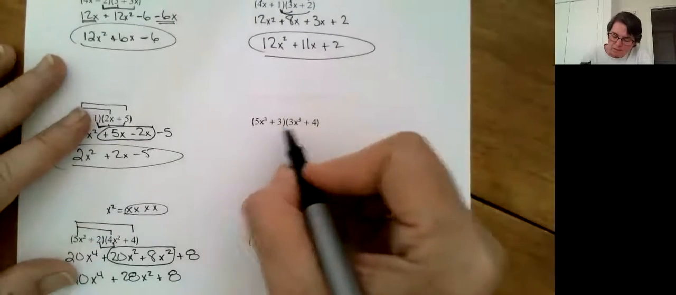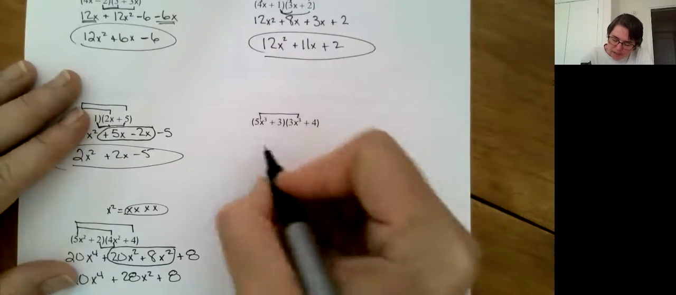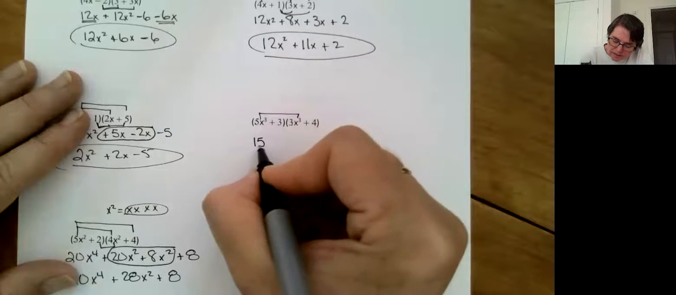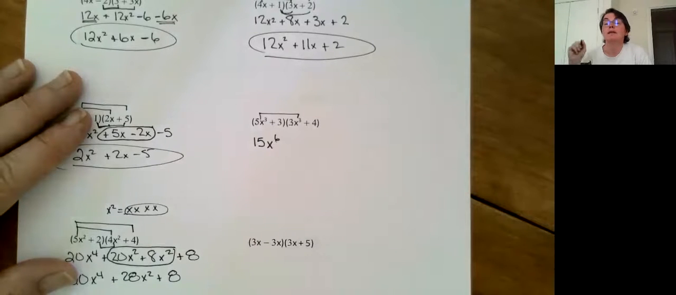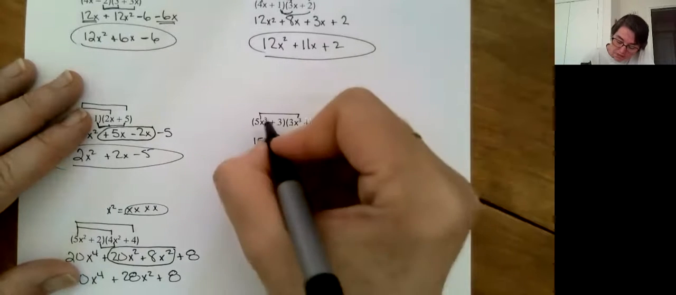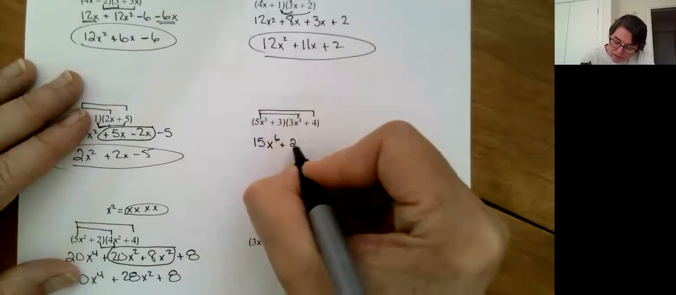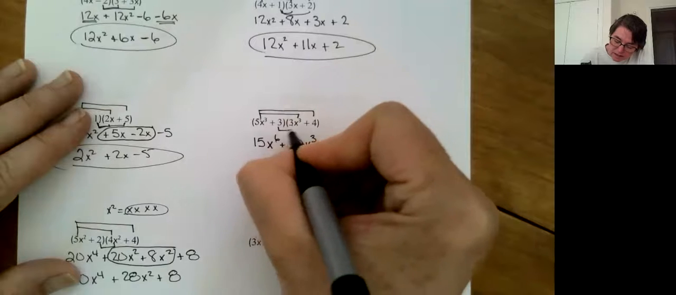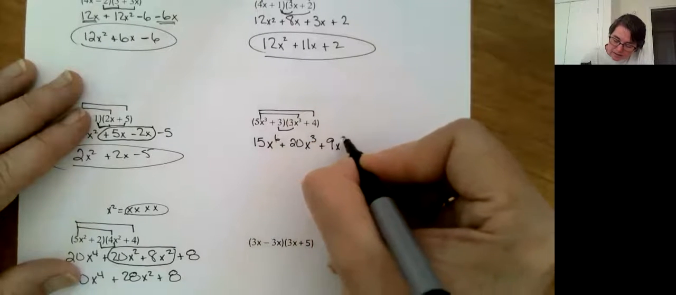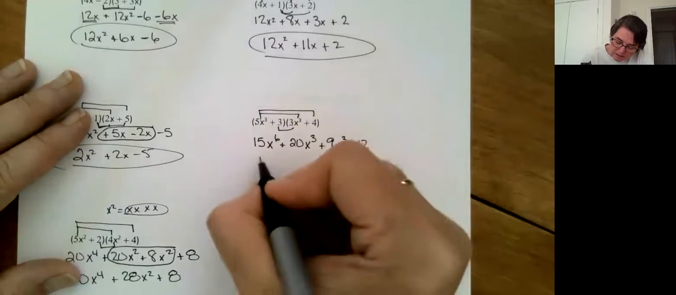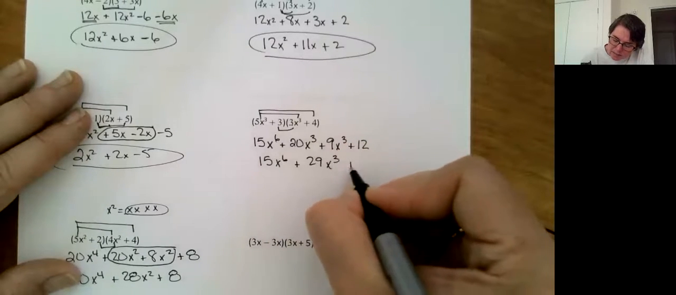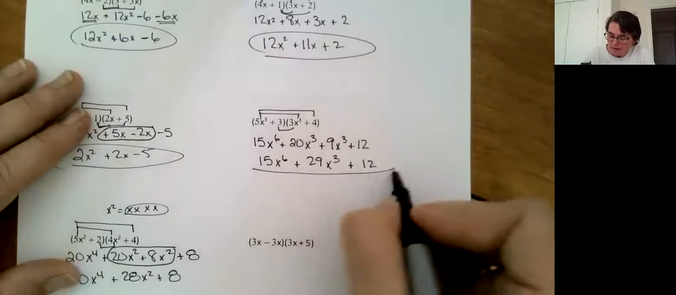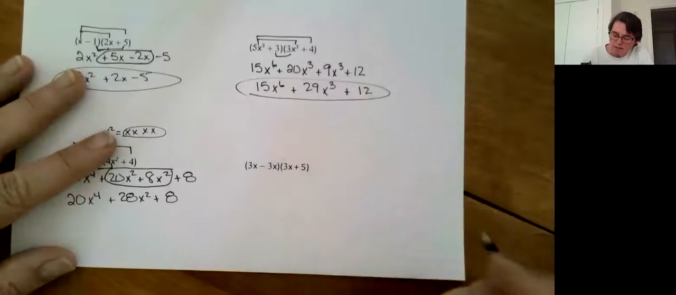All right. Ooh, look at this, x to the third this time. 5 times 3 is 15x to the 6th. And if that didn't come nice and easy, you should go back and look at the stuff at the beginning of monomials and multiplying and how you remember to add your exponents. Plus 20x cubed plus 9x cubed plus 12. 15x to the 6th plus 29x cubed plus 12. And there we go. Almost done.